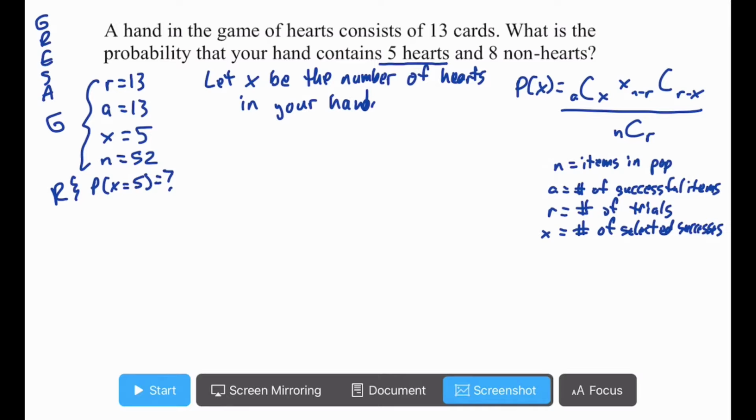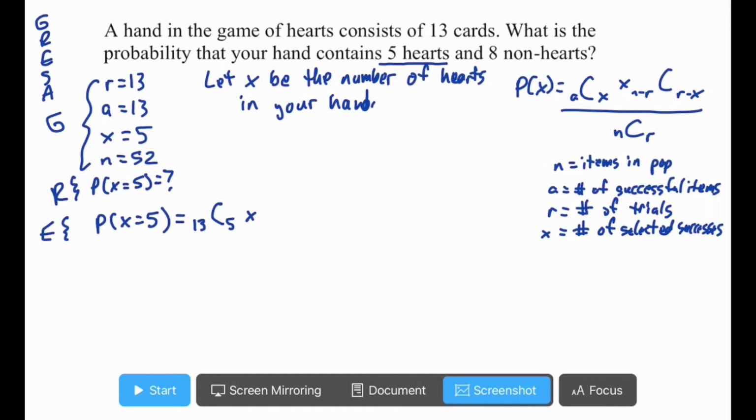Next is our equation. Let's write our equation out and let's plug in our values. So, probability that X is equal to 5, or the probability of having 5 hearts in our hand, is equal to A, that's our number of hearts in the deck, so the number of hearts in our population that we're choosing from. Just like in the other video, it's like the number of a given type of fish in our tank is 13. So there are 13 hearts to choose from in the deck. We are going to choose 5 of them. So how many ways are there to choose 5 hearts from the 13 that are in the deck?